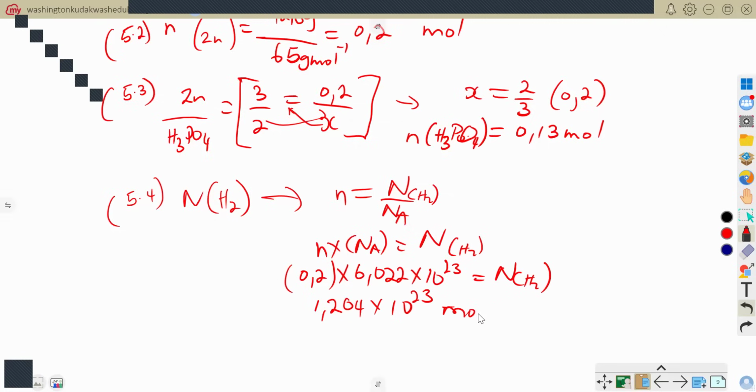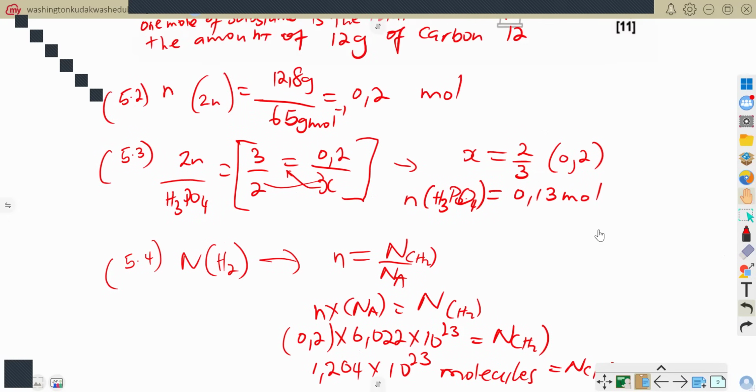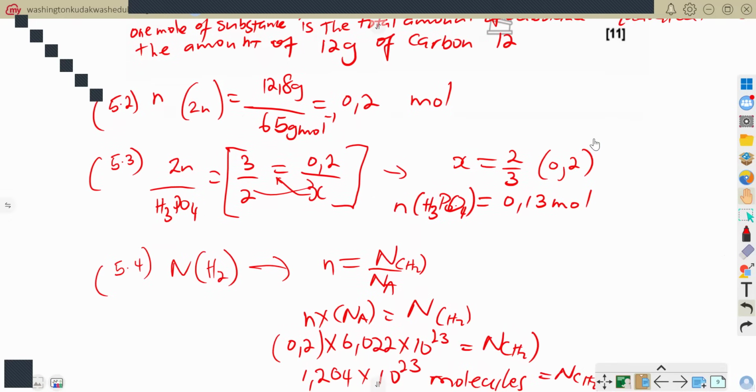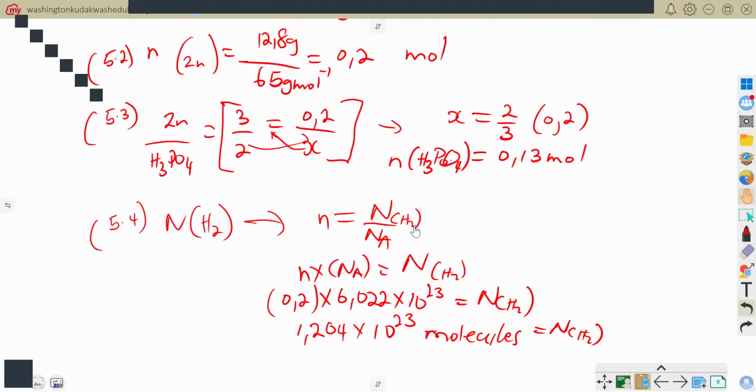So this one would be molecules of what? Of hydrogen. Now that was our question, which is 5.4. So that is what they wanted us to find. They asked to determine the number of hydrogen molecules that are formed, for 4 marks. That is how you would have determined it. You would have used this formulation to find the number of molecules using the Avogadro's constant and the number of moles that you determined from the molar ratio of zinc and of hydrogen formed.